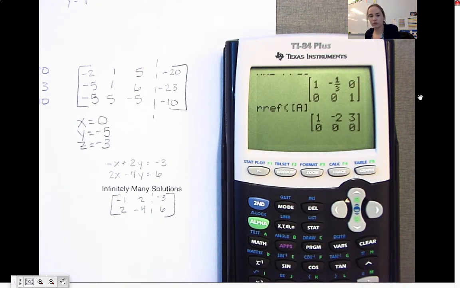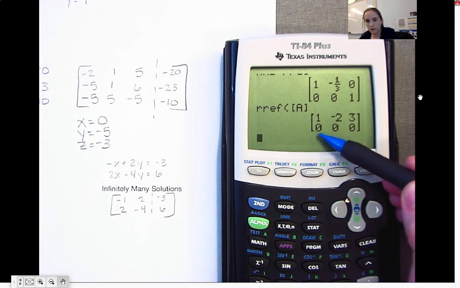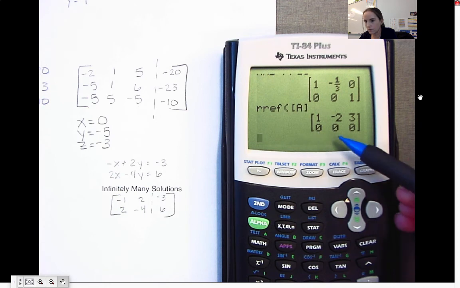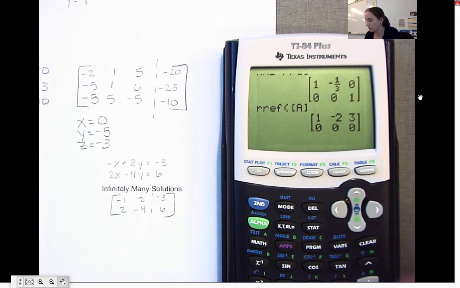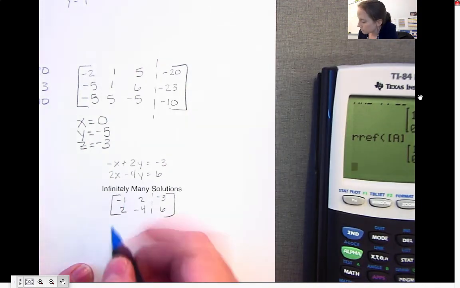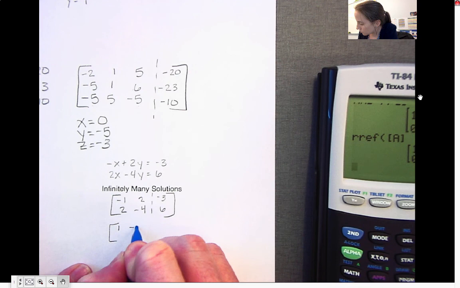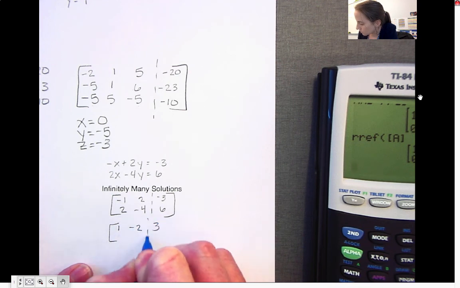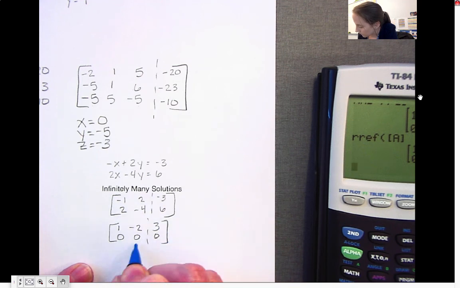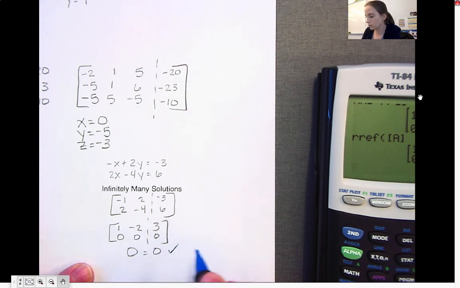And notice across the bottom row now we have, if this was the column for x's, all the x's canceled out, all of the y's canceled out, and all of our constants canceled out. So we have 0 equals 0. So 1, negative 2, 3, 0, 0, 0, and this side is 0 equals this side is 0, and so this is true, so infinitely many solutions.